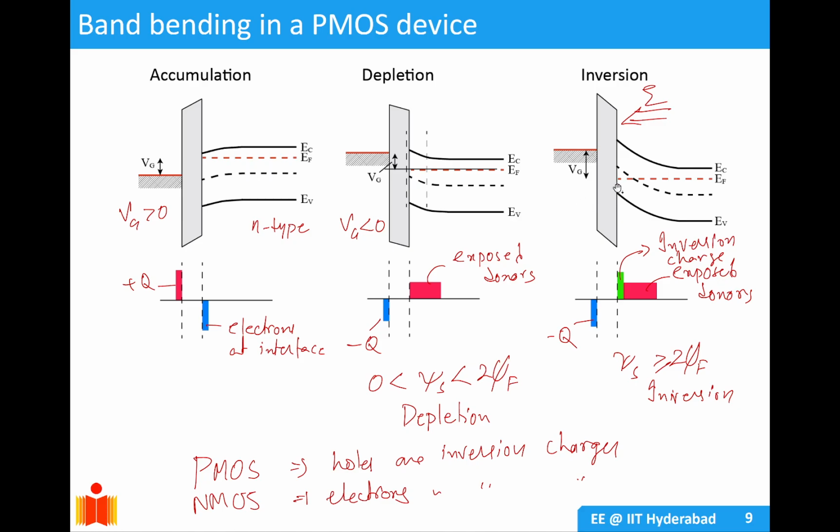Yes, in PMOS inversion, you apply a negative Vg to get inversion. So if you apply positive Vg in PMOS, you will get accumulation. So you can remember it like that. This P means at which point you will get accumulation. So for NMOS, accumulation is when your Vg is negative. For PMOS, accumulation is when your Vg is positive.